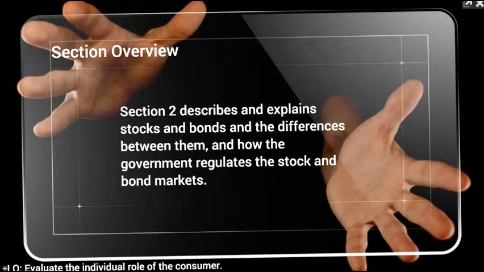Section 2 describes and explains stocks and bonds and the differences between them, and how the government regulates the stock and bond markets.